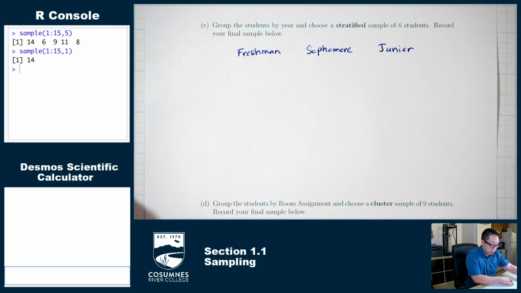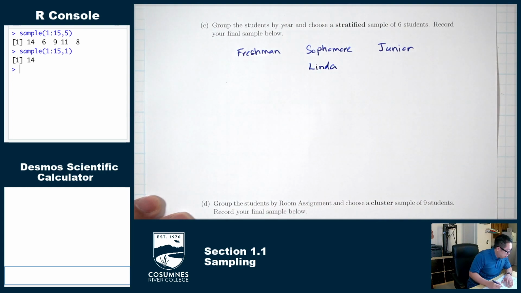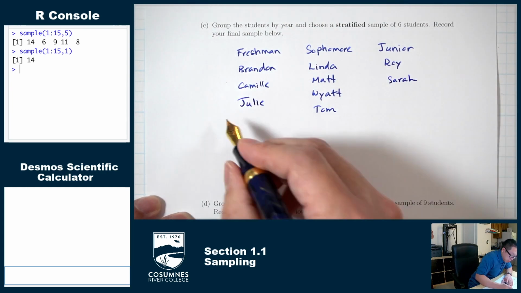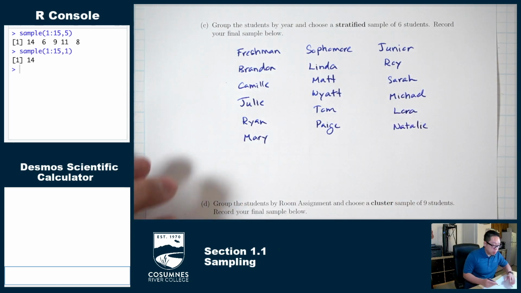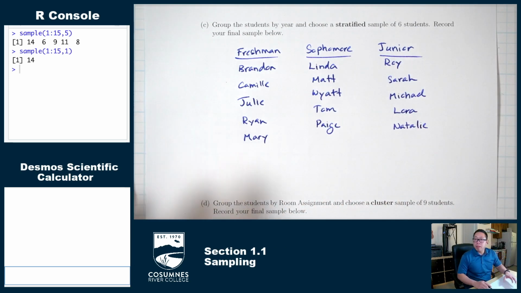And I'm going to group them here. Linda is a sophomore. Matt is a sophomore. Okay, so I broke up my population into freshmen, sophomores, and juniors.